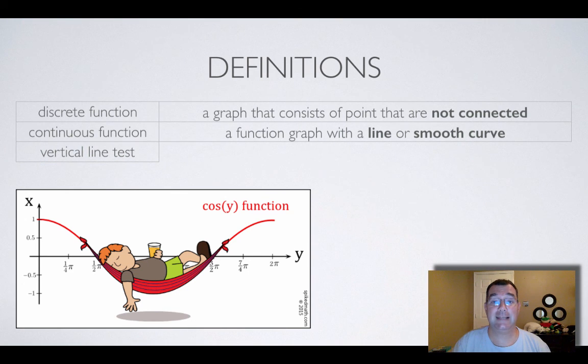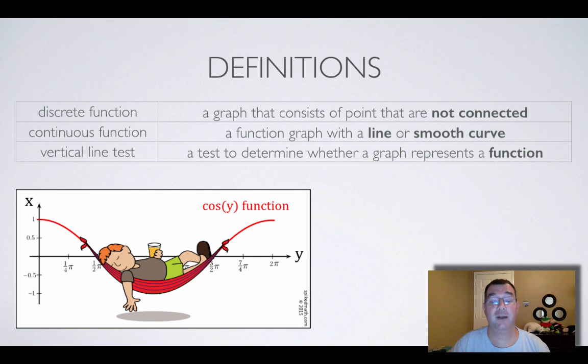The vertical line test is that thing that I mentioned before for graphs, and that's a test that's going to help me figure out whether a graph represents a function or not.